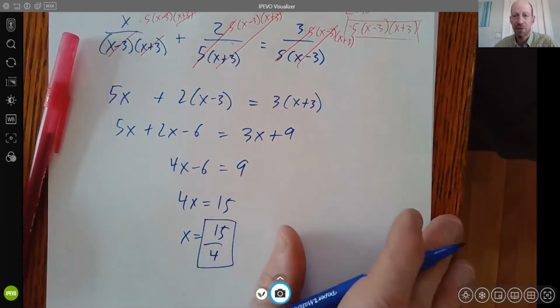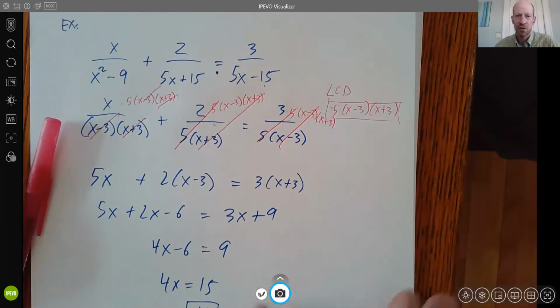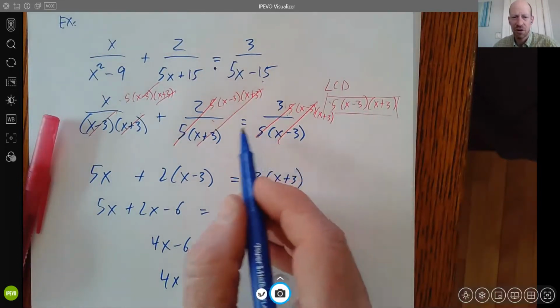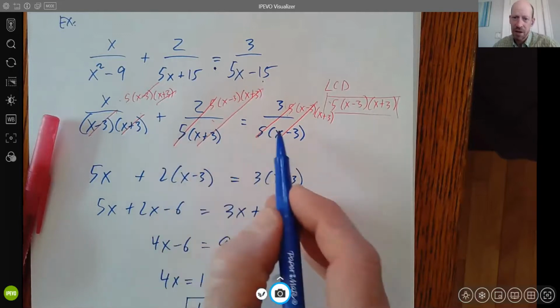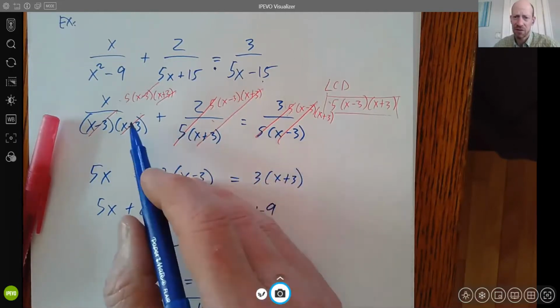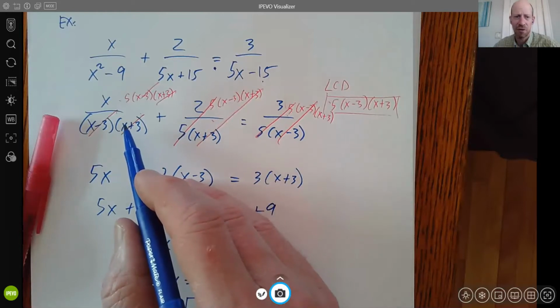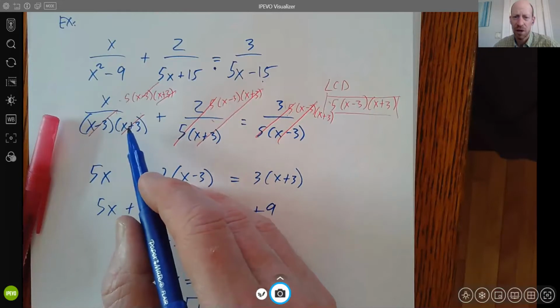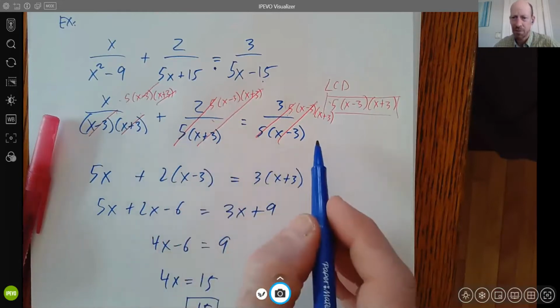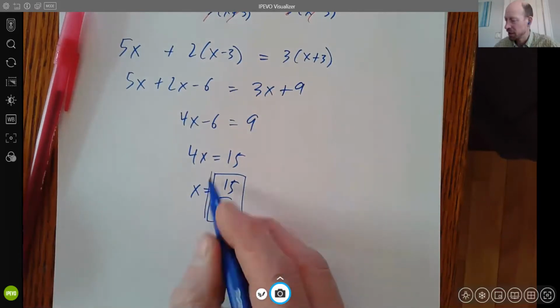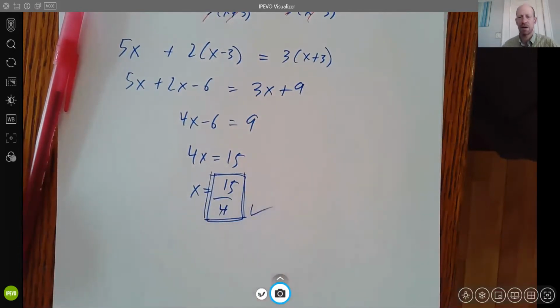Now remember, I am going to check my answer. So I look back at the original problem. It's actually easiest here to look at the factored form. That's the easiest way to see if any of these values make it 0. I would only have to avoid 3 and minus 3. Those are the only possible ones that make it 0. And of course, that's not 3 or minus 3. So I can leave that. And that is my answer.